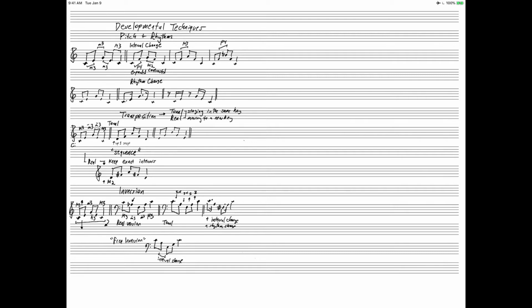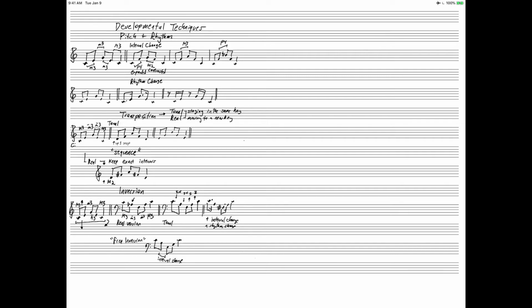We also had real and tonal inversions. Here was a real inversion, where all intervals were kept the same, and here was a tonal inversion, where we did not keep the quality of the interval, just the number and the direction. And these, of course, could be combined together with other developmental techniques, and we saw that sometimes this resulted in free inversion, where we have some interval changes that just kept the rough shape of the initial motive, just flipped upside down.